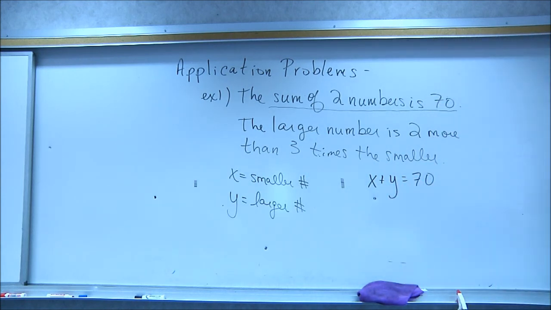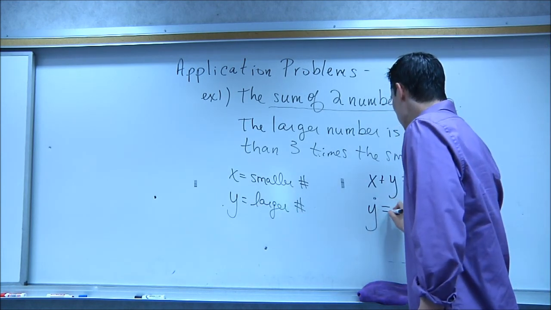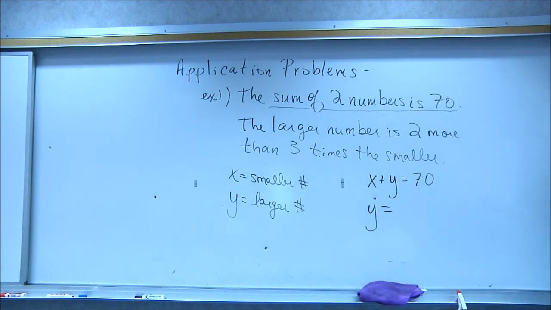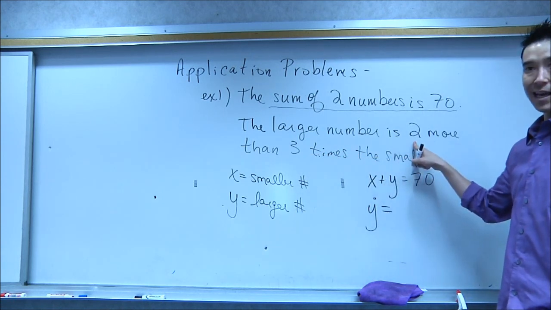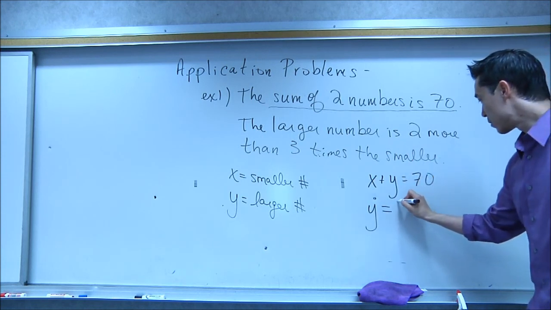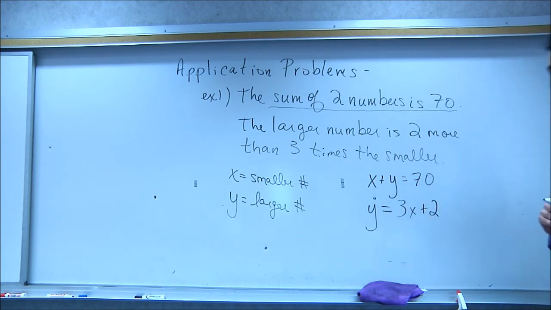Now the second sentence, the larger number is, so y is the larger number? The larger number is, that means equals, right? The larger number is 2 more than 3 times the smaller. So I'm gonna do 3 times the smaller, and then I'm gonna add 2 to that, okay? So 3 times the smaller, and then 2 more than that, all right? So there we go.